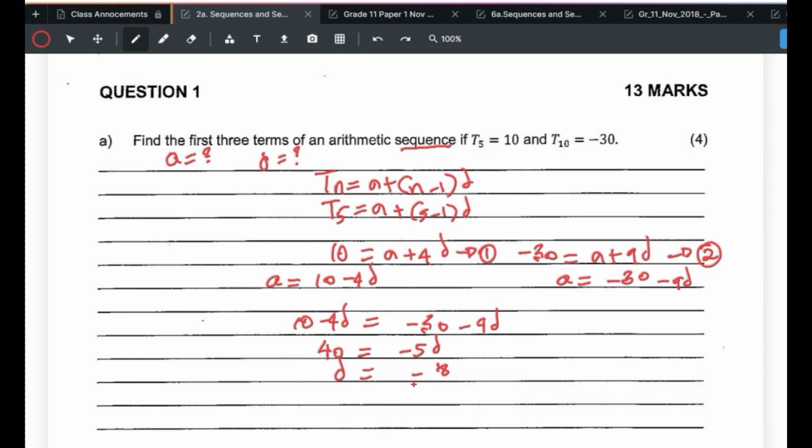Yes, exactly. Then to get your A, you just need to substitute into any one of them. So I have A is equals to 10 minus 4 times negative 8. So it's 10 plus 32, that is 42. 42 is equals to A. So now your sequence is 42, 50, and 58. Do you agree?